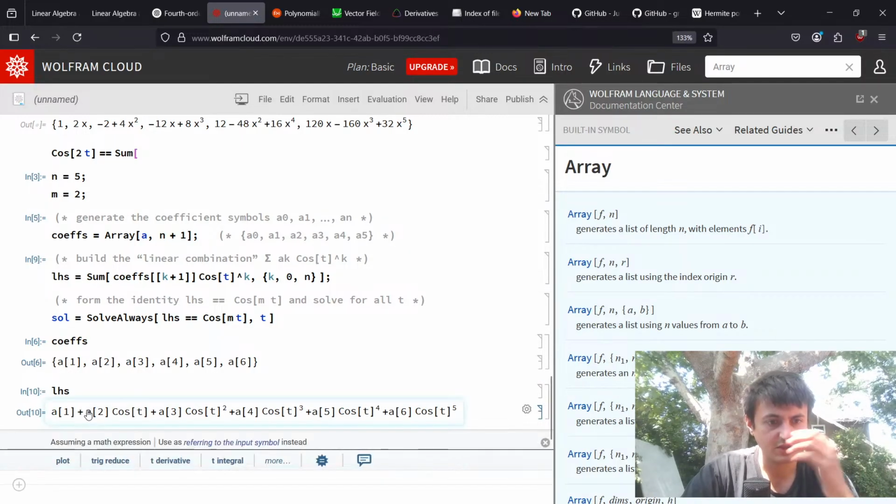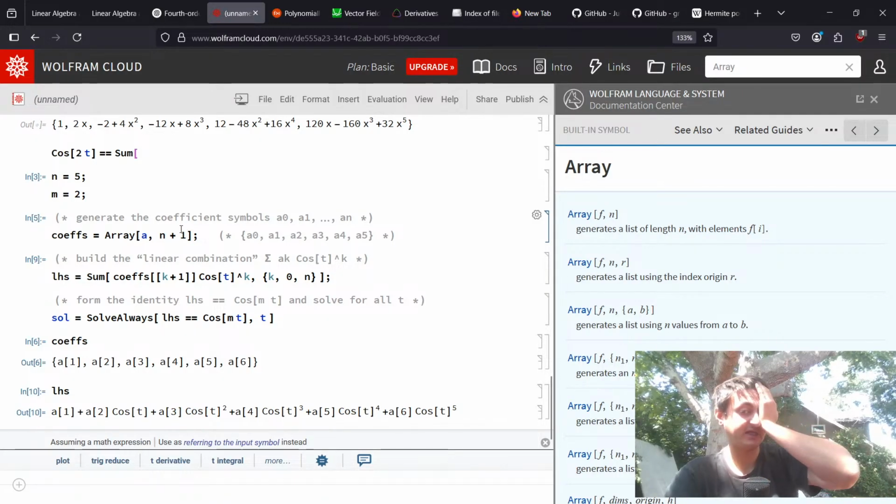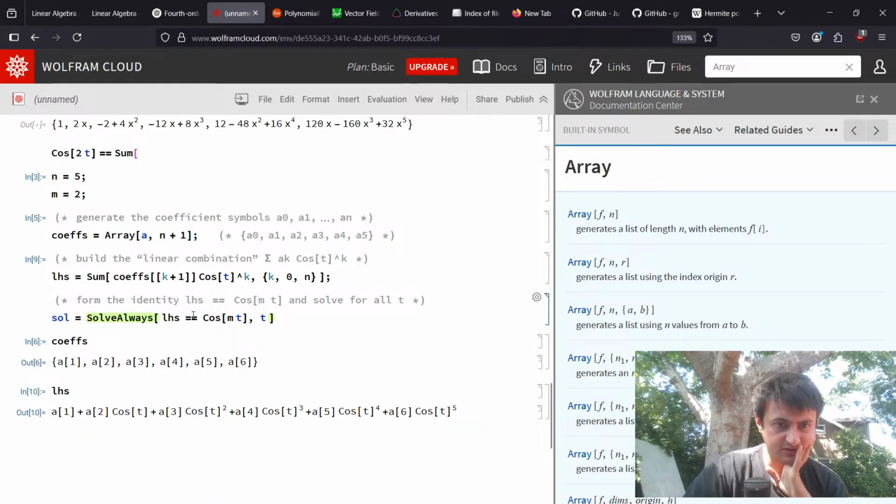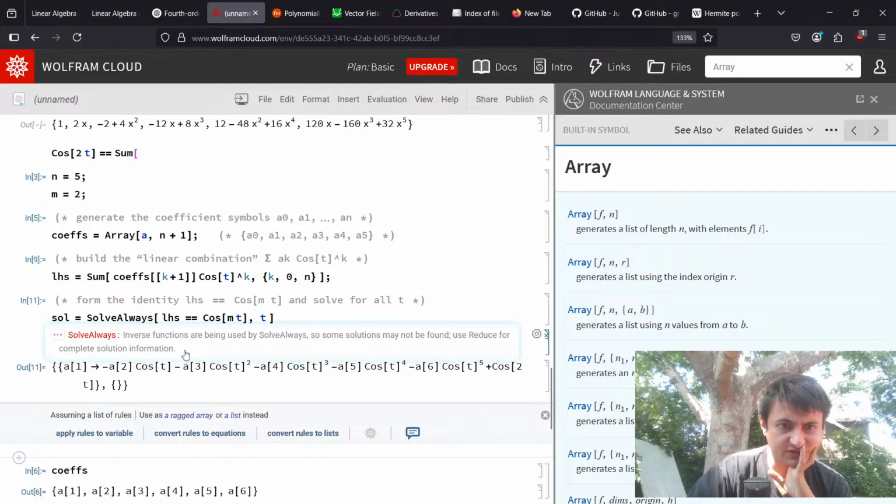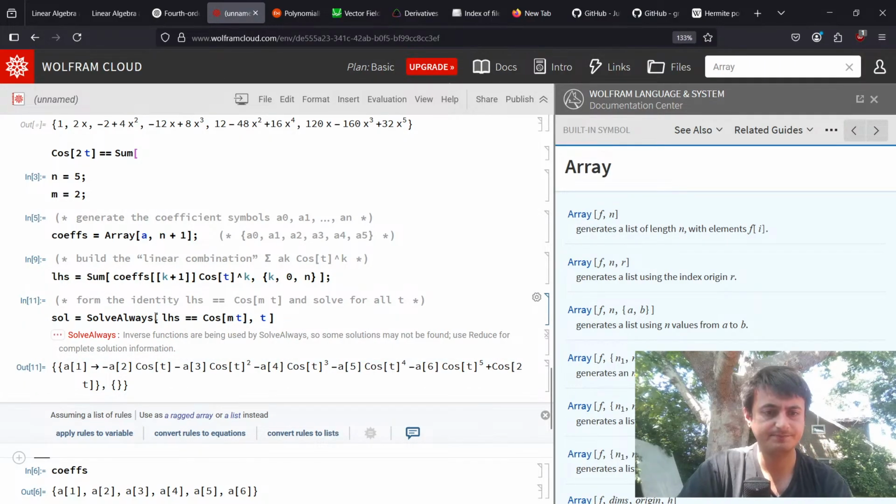Okay, there you go. So a1 plus a2 cos t plus a3 cos squared. And this, we need it to be, yeah, there's 6. That's correct. So the highest power is 5. Okay, then we solve for this. Inverse functions are being used. I don't think that's what we wanted.